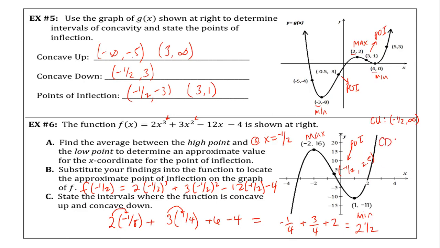We are concave down from, you start from left to right, so from negative infinity to our POI, which is at negative 1/2. So from negative infinity to negative 1/2.